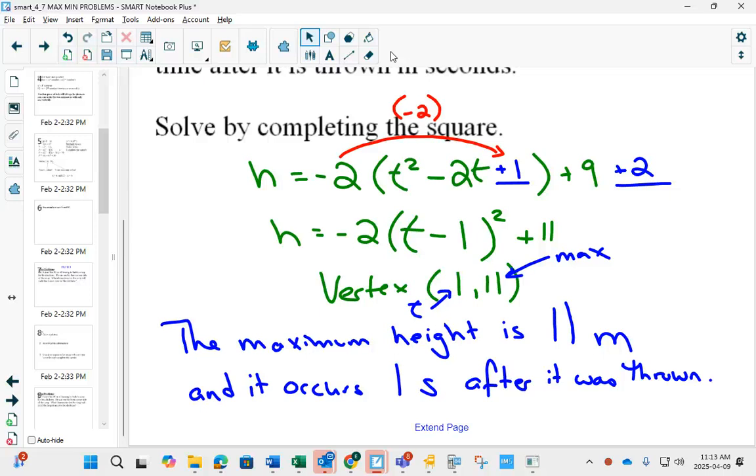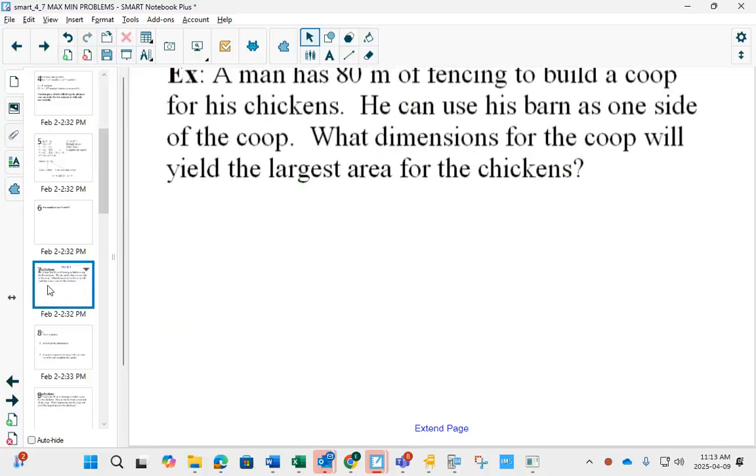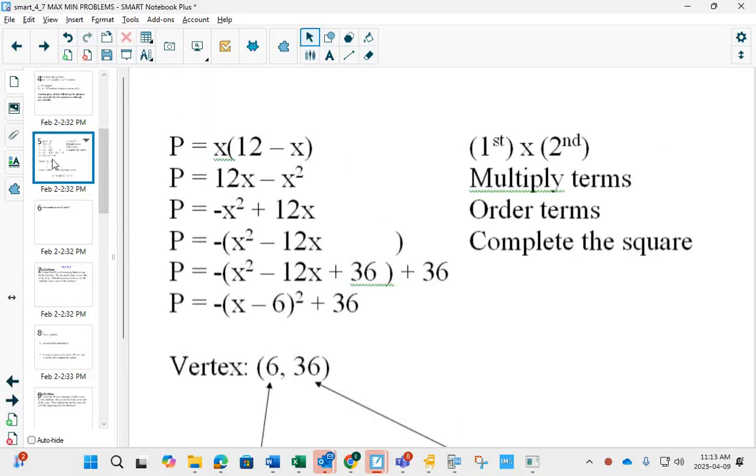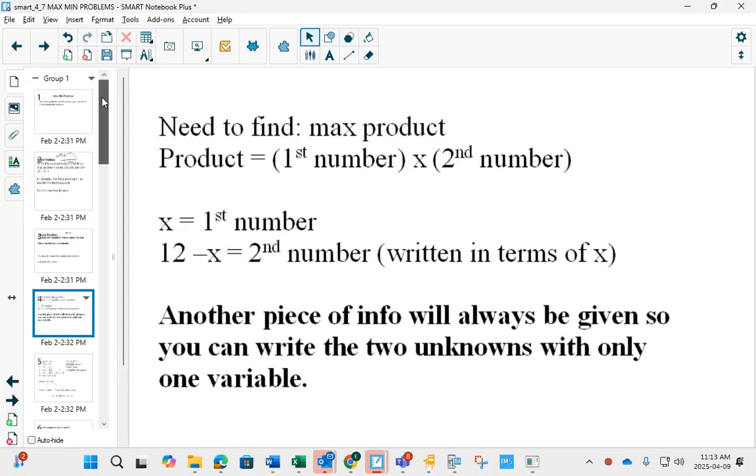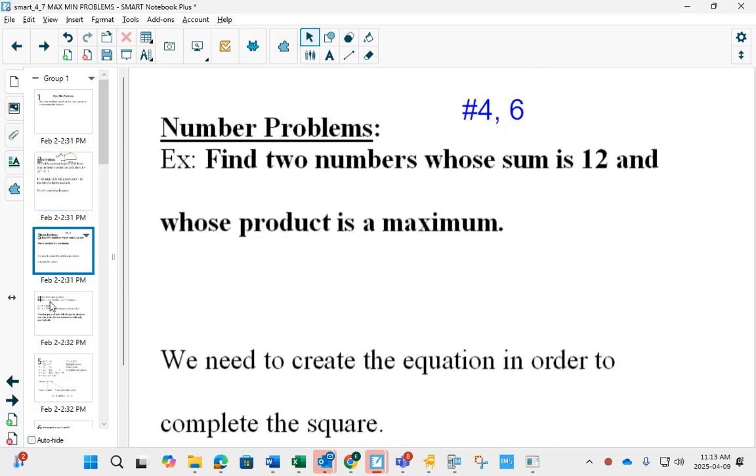Type 2 questions. Here we go, height problem, number problem.